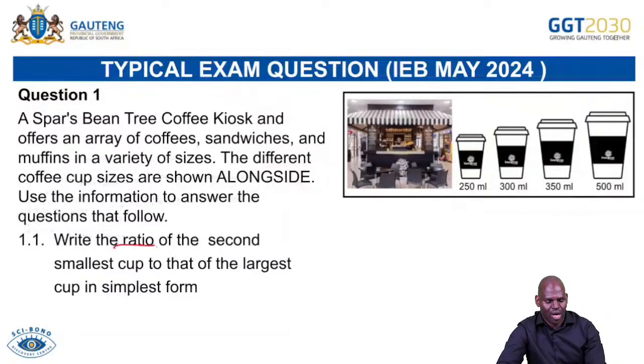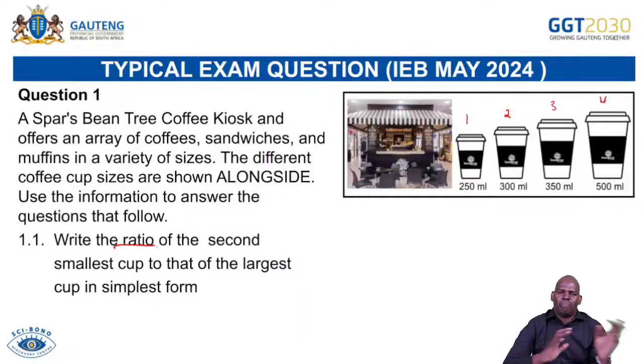Okay, so write down the ratio of the second smallest cup. In terms of sizes, in this case, we'll say this is the smallest. So this will be the first smallest, this will be the second smallest, and the third one, the fourth one, and so on. Depending on how you interpret this, because this is the smallest, and then the second smallest, obviously, is going to be this one, the 300 milliliters. Okay, they say the ratio of the second smallest.